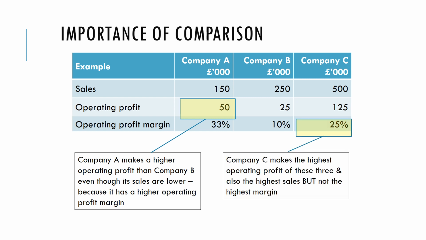Company C makes the highest operating profit, 125,000, but it does not have the highest margin. It has the second highest margin. It only keeps 25% of its revenue as operating profit. So whilst it's the biggest company, here we might say that company A is the most profitable, it's the best at keeping or generating a profit from its activities. So it's very useful for us to make comparisons between different businesses.